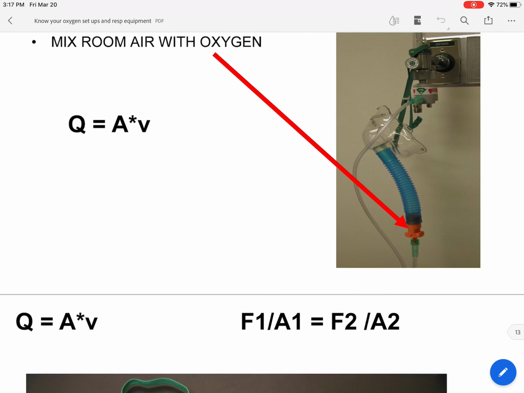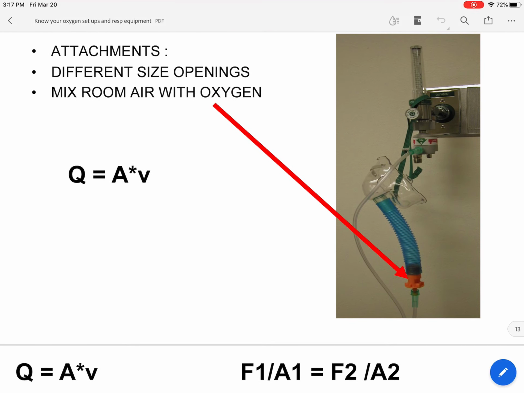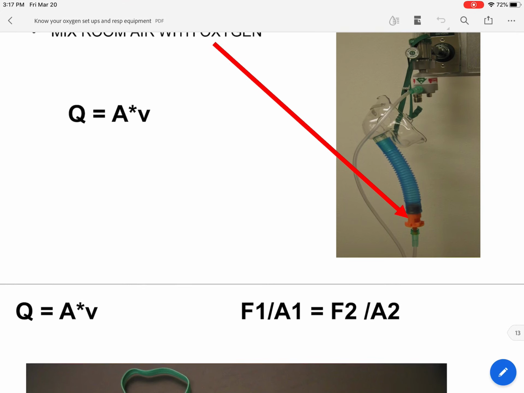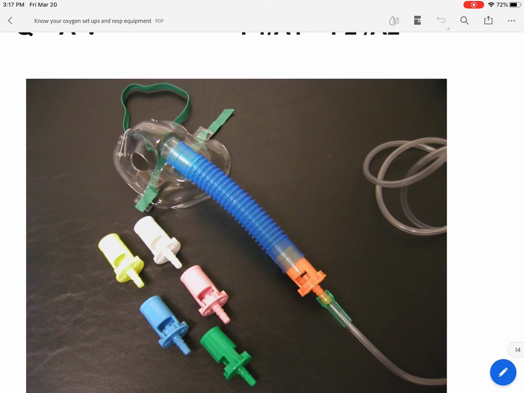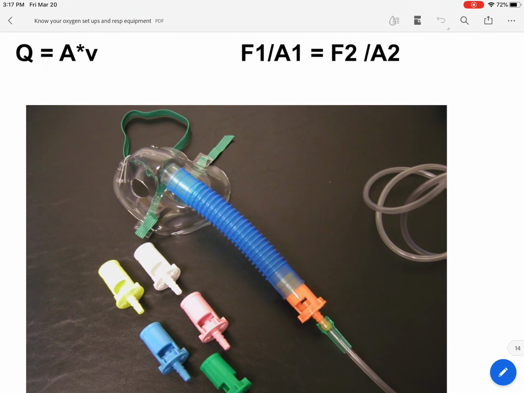And we talked about this one before. The smaller the nozzles, the faster the air is going to flow. And you can see here again, you have a different set of nozzles, and those will affect the flow rates.